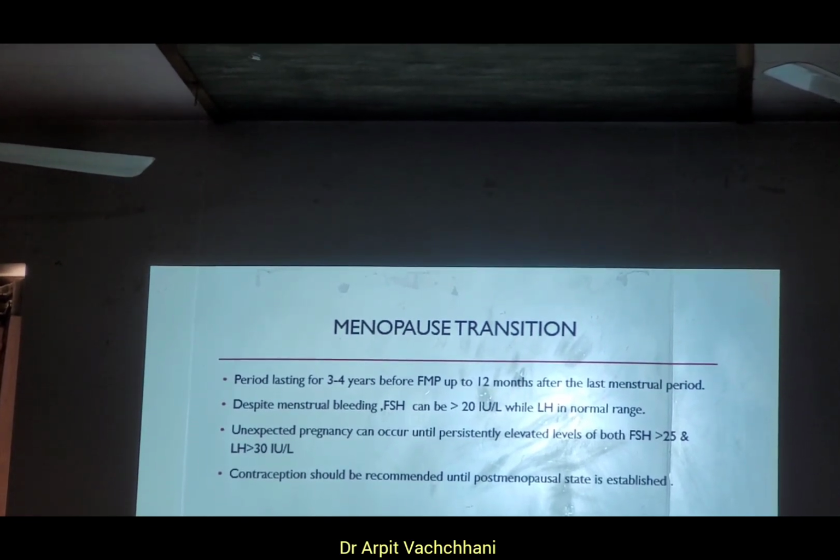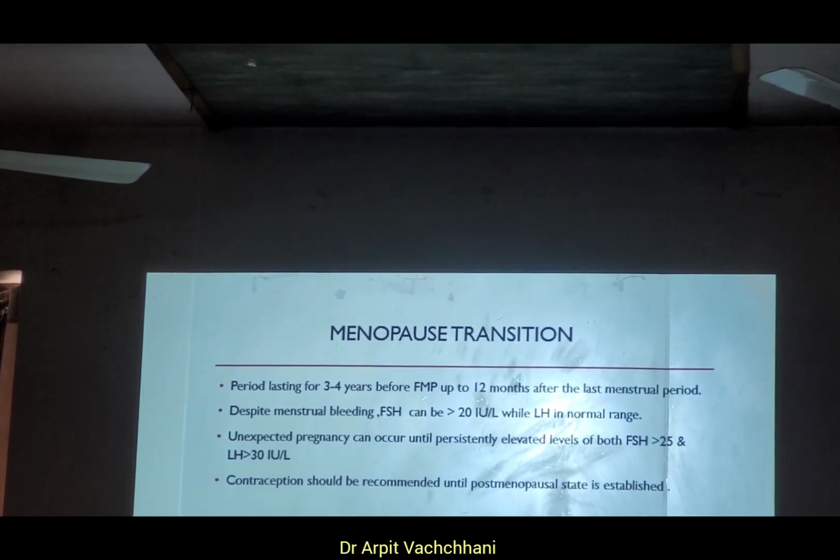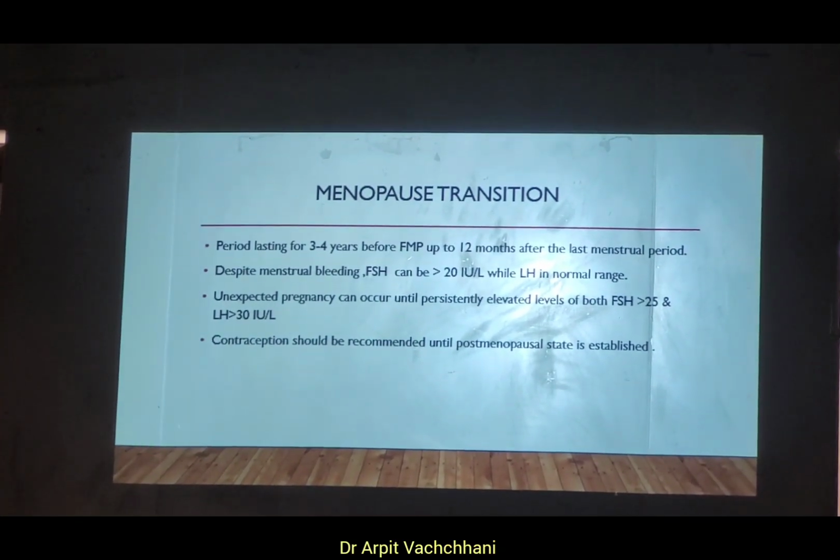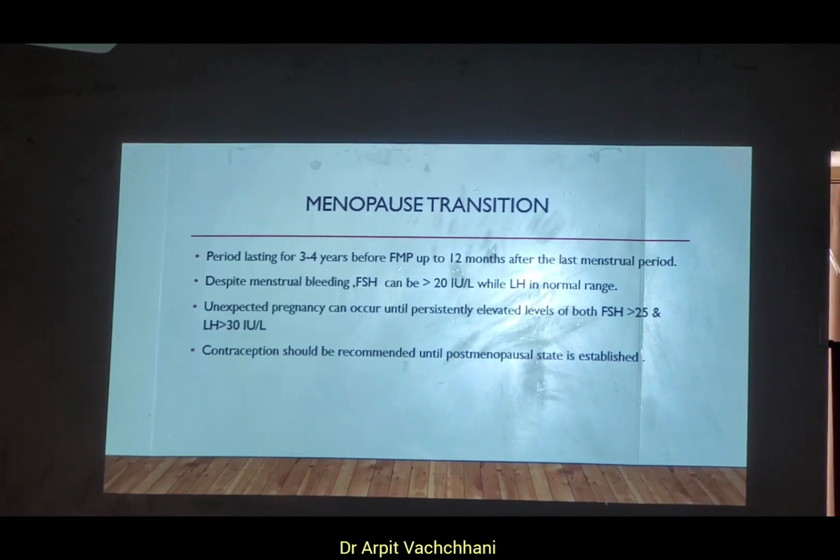Otherwise we will say that FSH has become 20, now nothing will happen, it will be fine. But it is not so. The patient may come to you with pregnancy. So contraception should be recommended until the post-menopausal state is established.